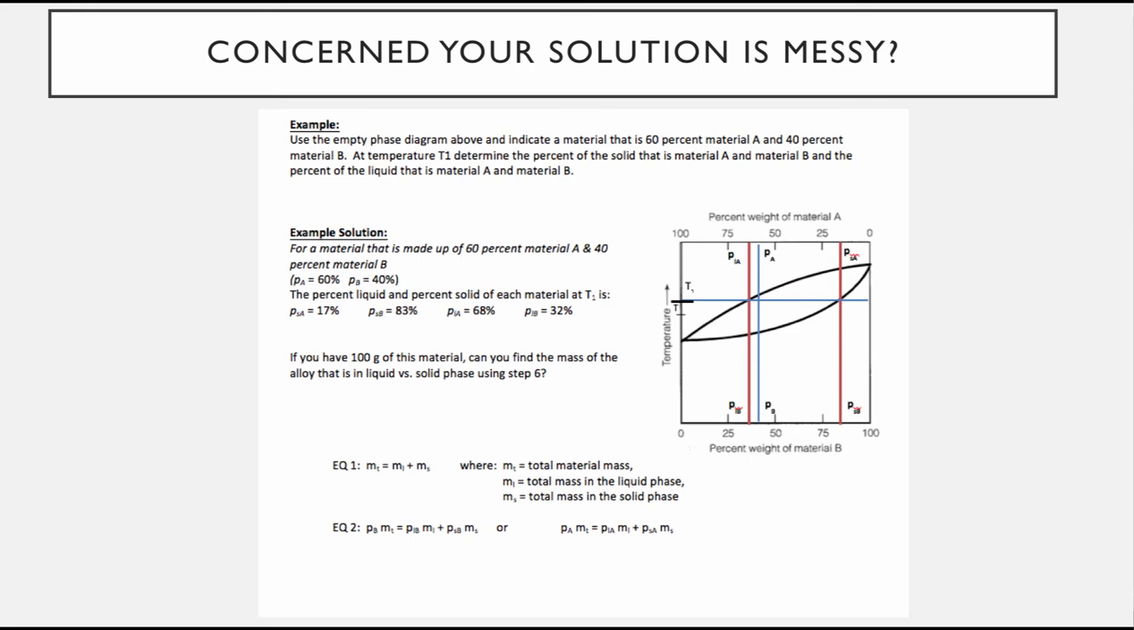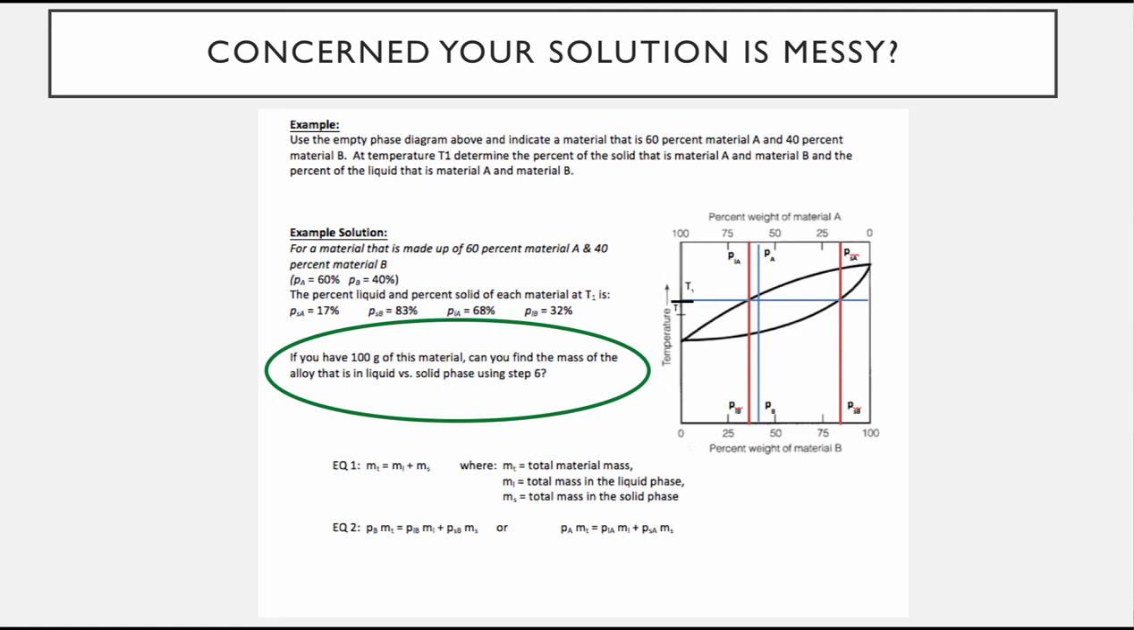But what we haven't done yet is we don't know of the total mass what percent of that mass has solidified and how much is still liquid if we're cooling. And so we want to do an additional example. You can see it listed here, and this is on your handout. So if we have 100 grams of this material, how much of that 100 grams is liquid and how much is solid? Now to do this, we want to use 2 equations, and they are mass balance equations.